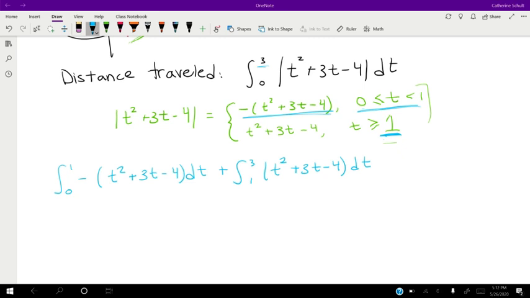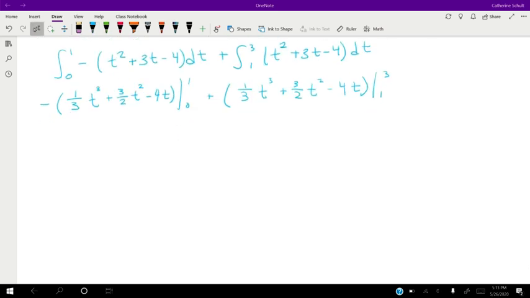So we kind of do twice the work, right? But that's okay. So let's take the integral. All right, evaluate it from 0 to 1. Do the same thing over yonder. It'll be the same integral. And then evaluate that from 1 to 3. Okay? And now we're going to plug everything in and see what happens.